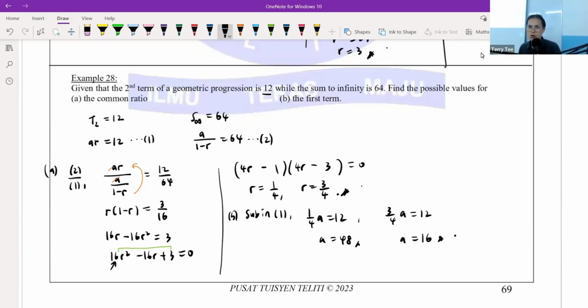Okay, just to take note, here my r are acceptable. Why? Sometimes your r value may not be between -1 and 1. Remember, for sum to infinity to exist, your r must be between -1 and 1. If it's not, then you're going to reject your r value. But in this case, I can take both r values. Both r values are valid. They are both between -1 and 1. So you got 2 answers for r, 2 answers for a.